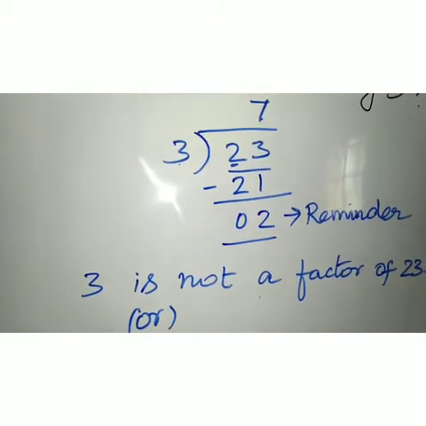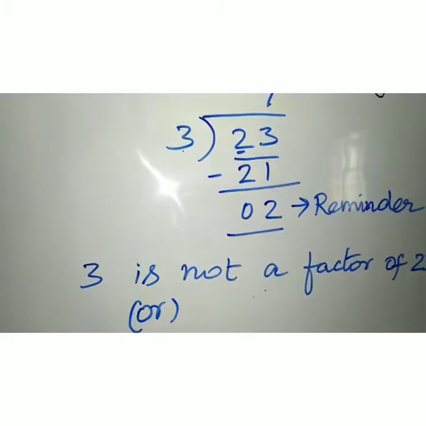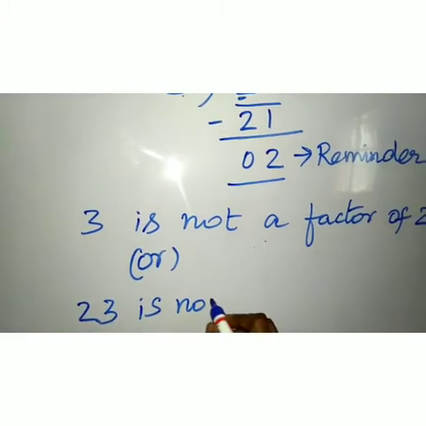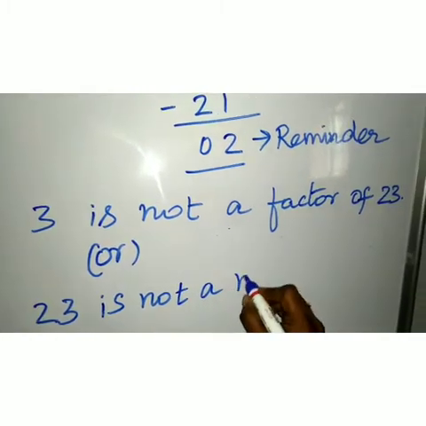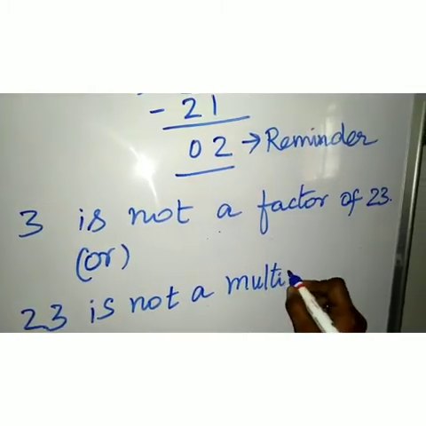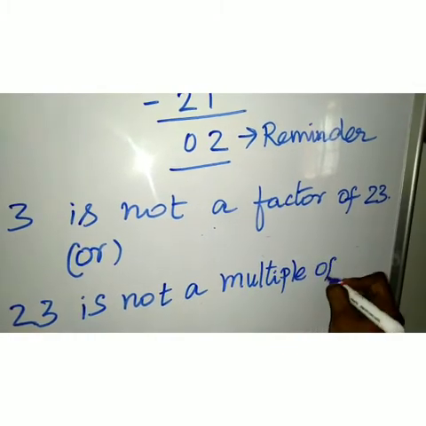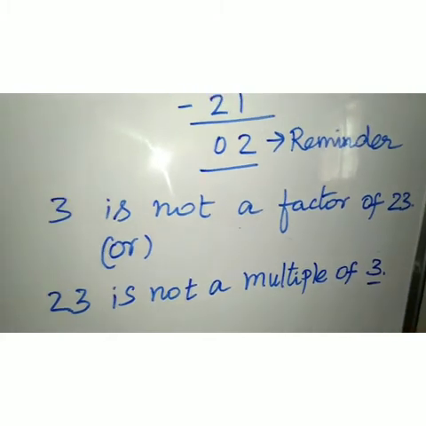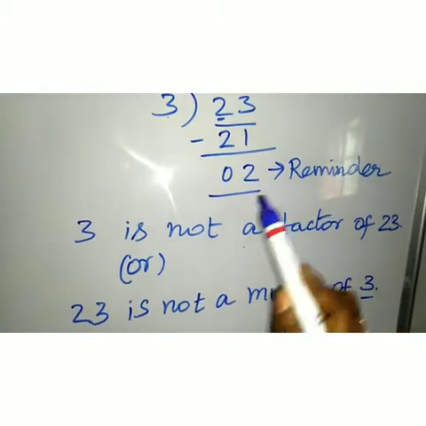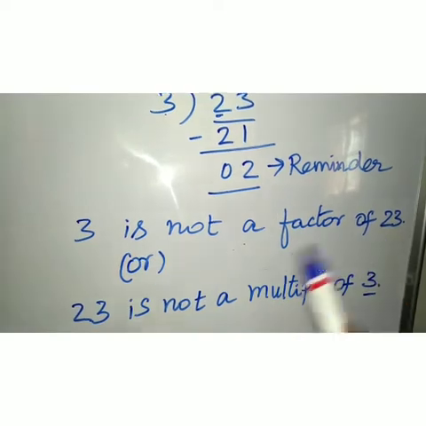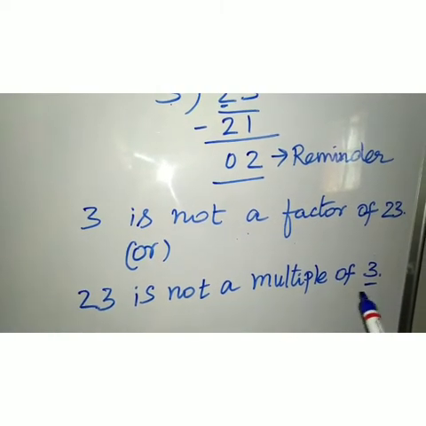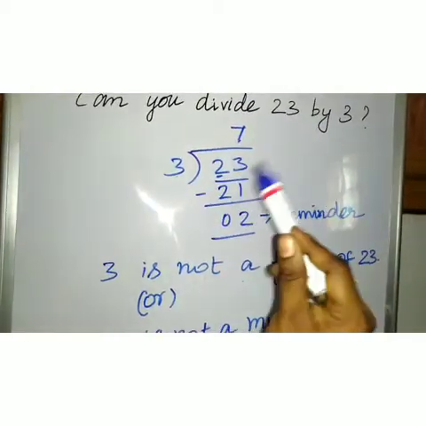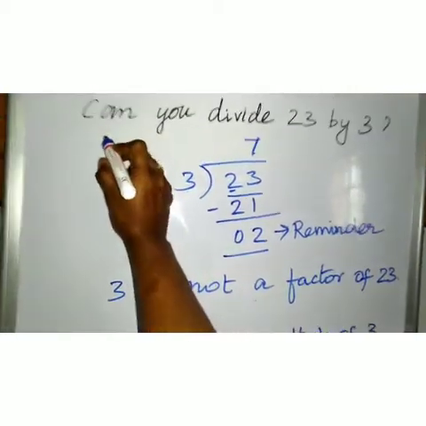So 3 is not a factor of 23 because we cannot divide 23 by 3. Or we can say it in another way. 23 is not a multiple of 3, because in the 3 table we didn't get the answer 23. Am I right? We didn't get the multiple 23 in the 3 table.